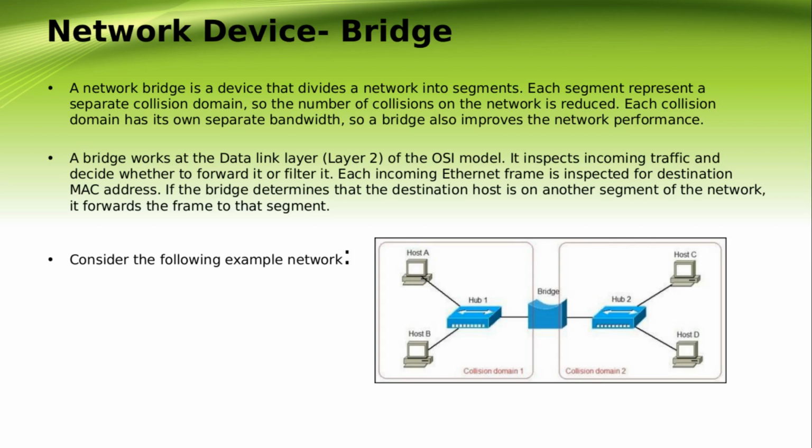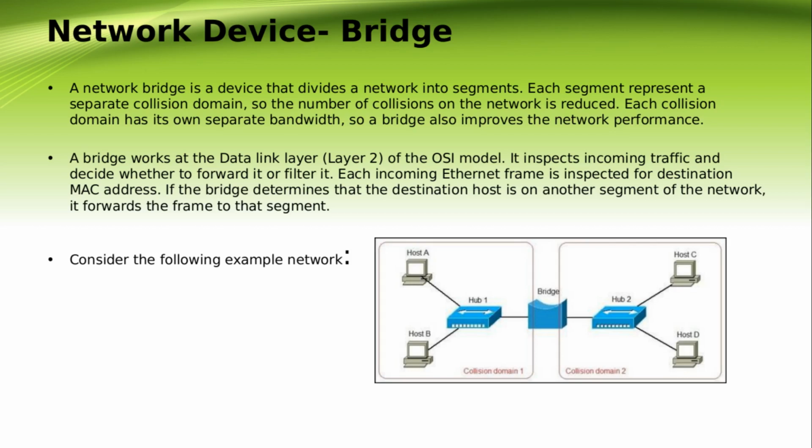Let's say host A wants to communicate with host C. Host A will send the frame with the host C destination MAC address to the bridge. The bridge will inspect the frame and forward it to the segment of the network host C is on. Network bridges offer substantial improvement over network hubs, but they are not widely used anymore in modern LANs. Switches are commonly used instead.